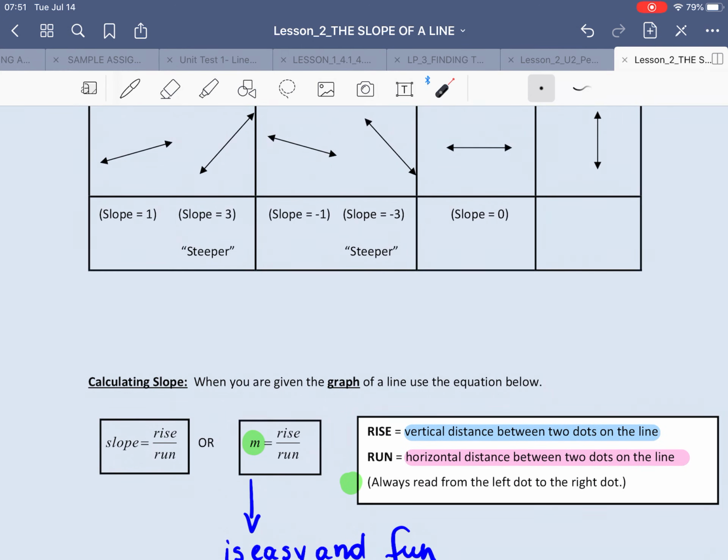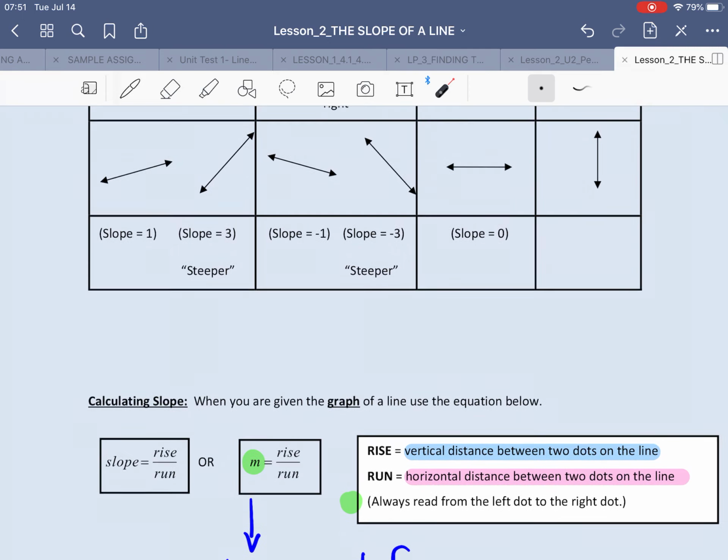So to find the slope of a line, we use the formula slope equals rise over run, just to indicate how far a line will go vertically as we read it from left to right. So that's the run. The slope is indicated by letter M. And the rise will indicate the vertical distance between 2 dots on the line, and the run, the horizontal distance between 2 dots on the line.